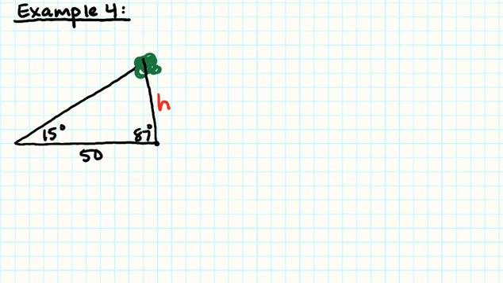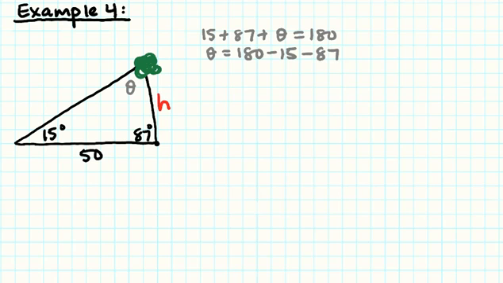But I don't have the right angle. I don't have this green angle, this angle across from 50, and that's what I need. So I'm going to do some work to find theta. So 15 plus 87 plus theta equals 180. That means theta will be 180 minus 15 minus 87, which I think is going to be, let's see, 87 and 15 is 102, so that'll be 78 degrees.